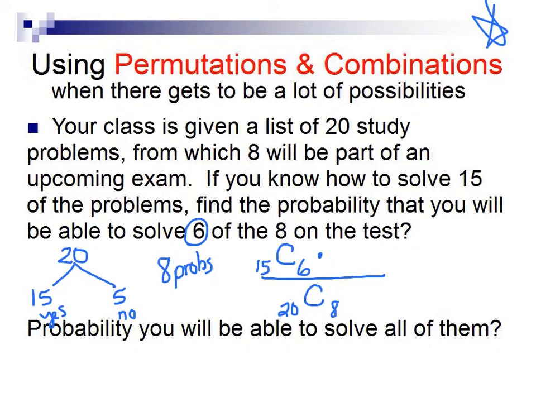And to force it to stay at 6 that I know how to do and still have 2 that I don't, I've got to also look at the ones I can't do. So there's 5 of those that I don't know how to do, and I need, well, if there's 8 problems and 6 of them I can do, then 2 of them I want on there that I can't do. All right, and then you just type this in your calculator and multiply it all out and see what is that probability that you get exactly 6 right on that test.